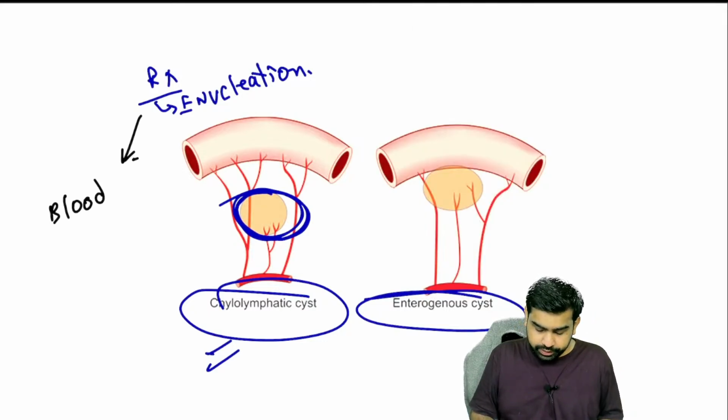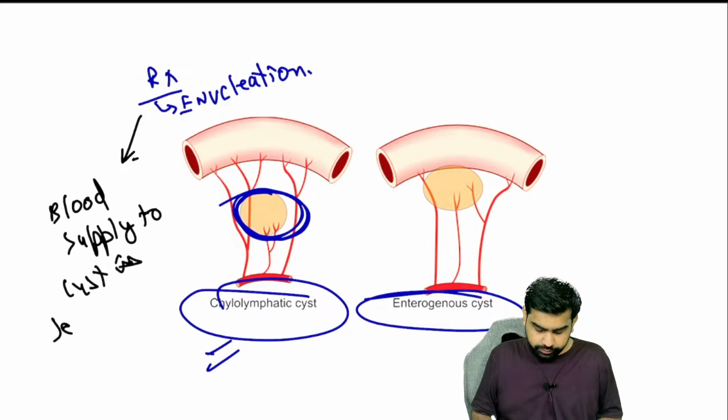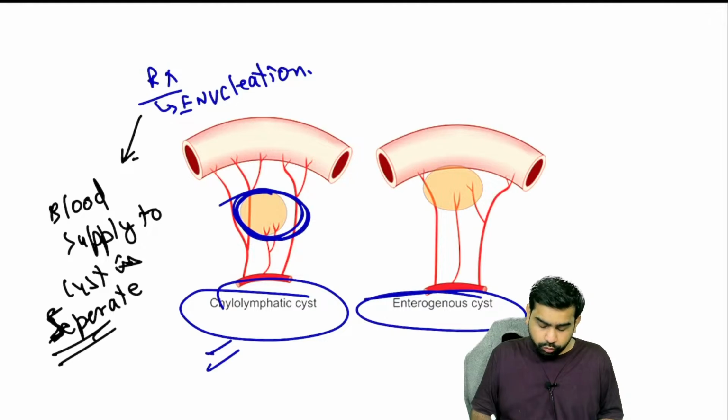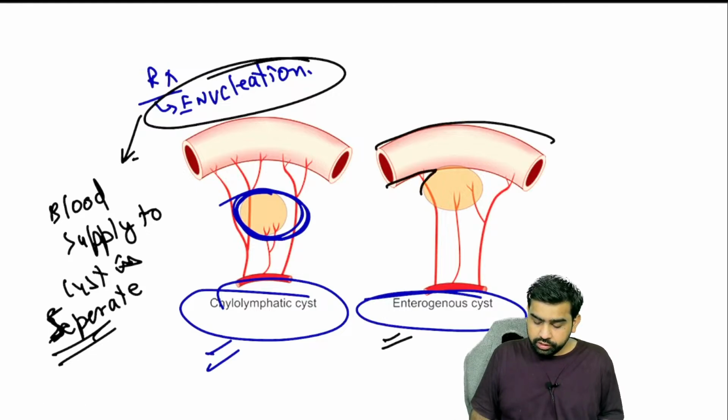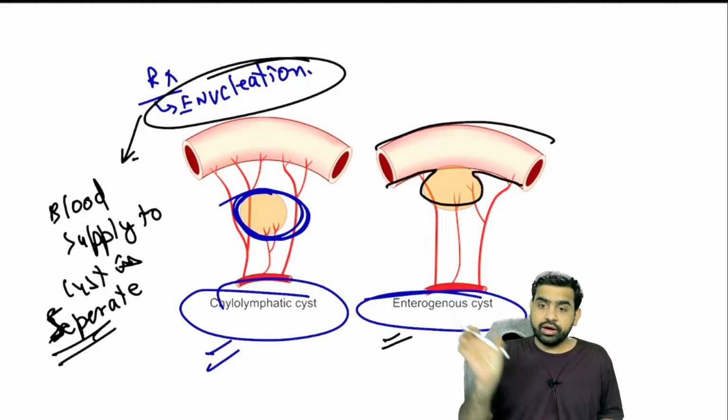The blood supply to the cyst is separate from the intestine, and that is why what you have to perform over here is an enucleation. I hope you're able to understand this point. But the other one is an enterogenous cyst. What are these enterogenous cysts? These are intestinal duplication cysts, which are attached to the intestine.